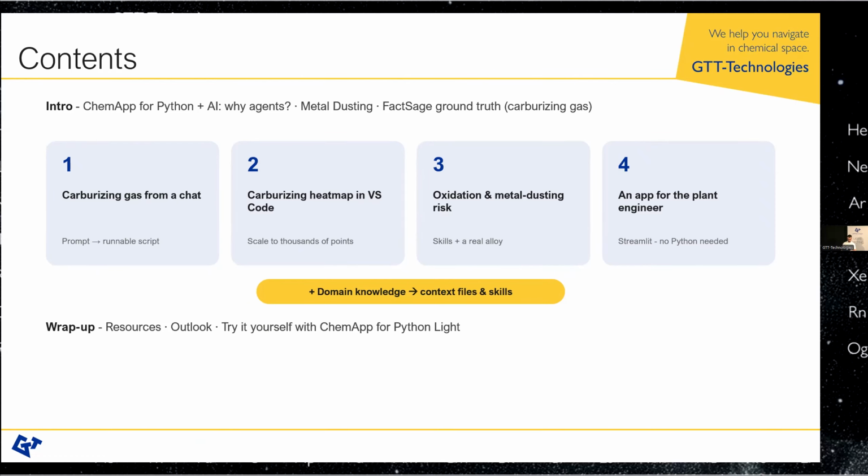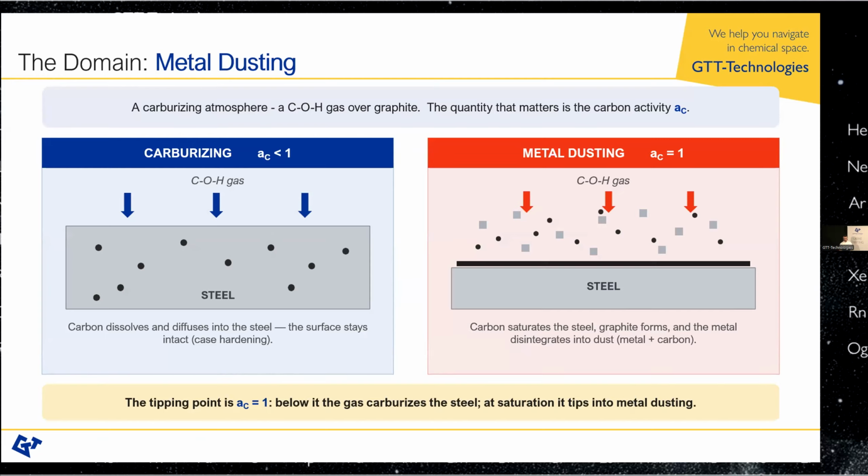But first, before any AI, let's define the domain. What is the application case we are going to look at? We decided to pick metal dusting because it builds from a very simple principle where we can first just analyze a carburizing atmosphere. The key principle is whether that atmosphere promotes activities of carbon equal or higher than 1 in a dormant phase. And if that happens, that promotes formation of carbides in a steel, which leads to metal dusting. So we want to prevent that.